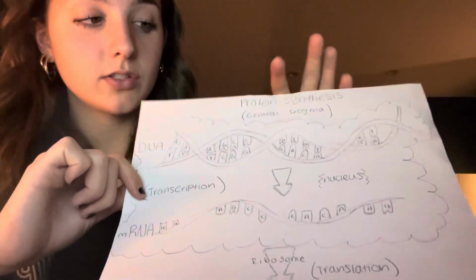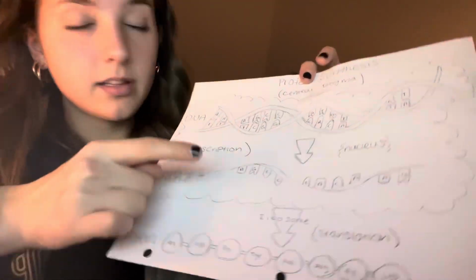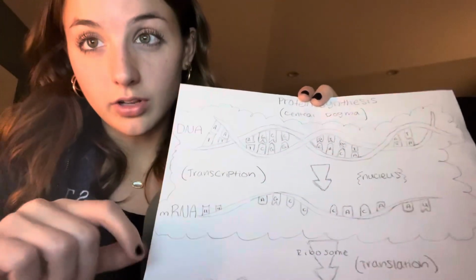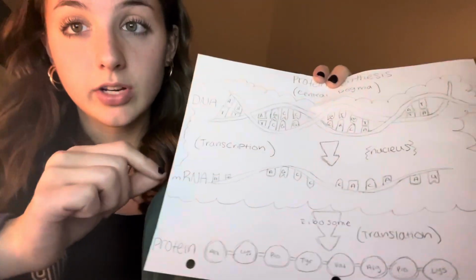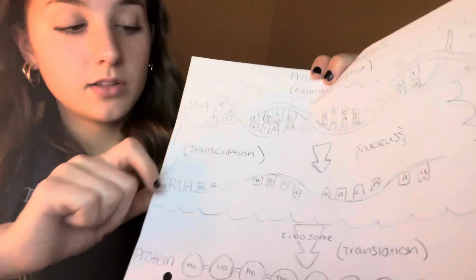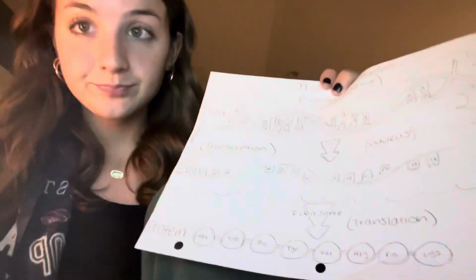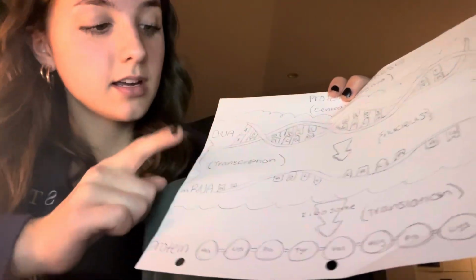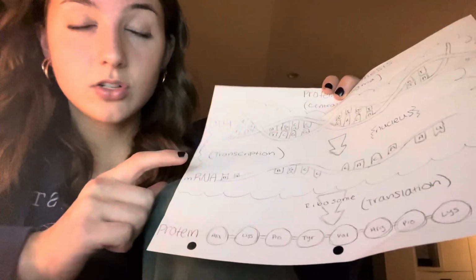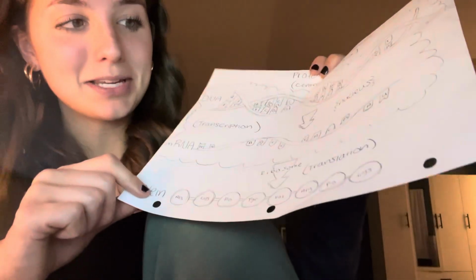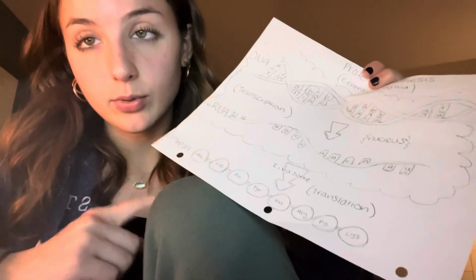So, protein synthesis is basically the process of DNA turning into a protein. This process is also called the central dogma, which is DNA turning into RNA, turning into a protein. There are two steps in this process. The first one is transcription, and this process happens inside of the nucleus. Transcription is when the DNA turns into the RNA, and then the second step is translation, where the RNA leaves the nucleus and turns into the actual protein.